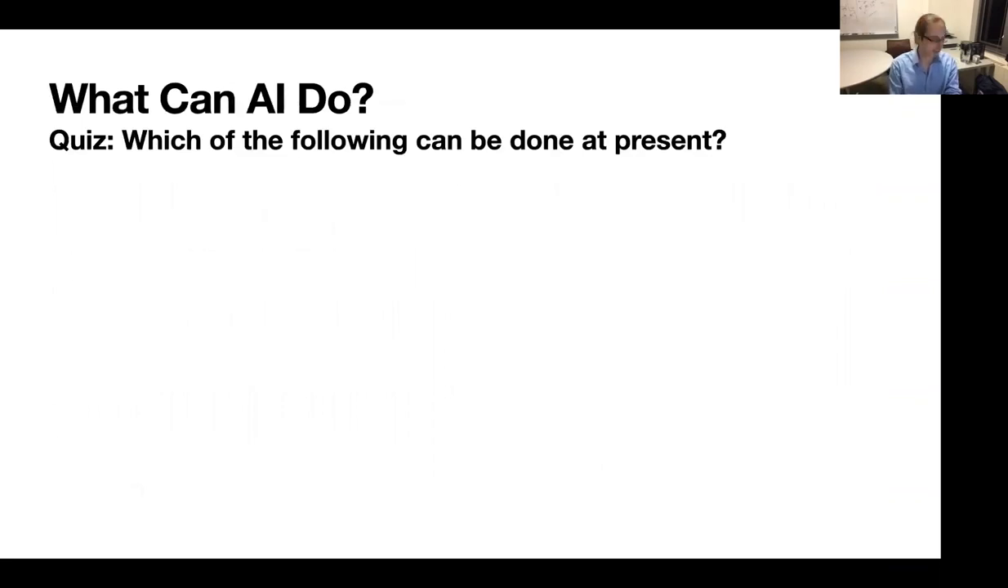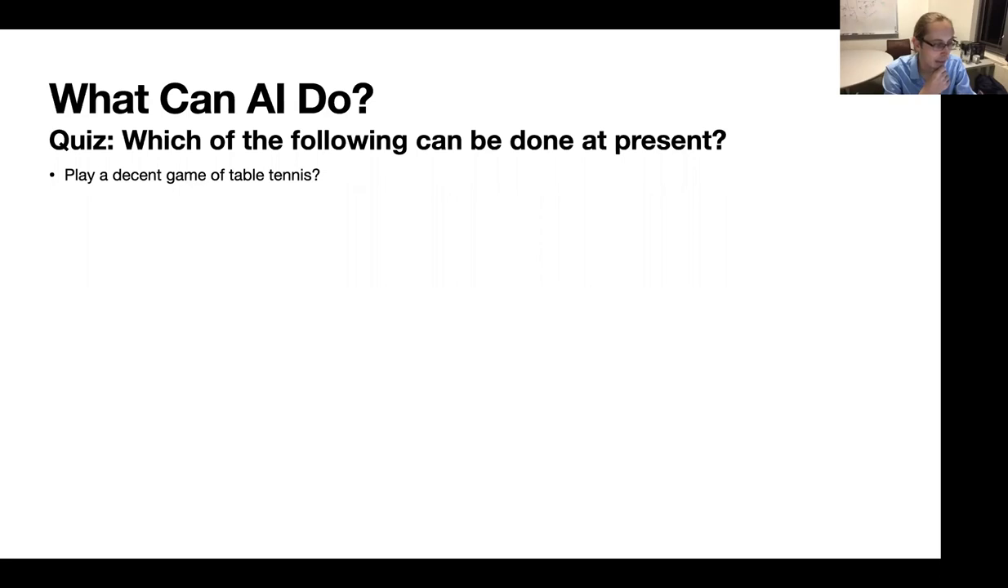Let's talk a bit about the present. What can AI do at the moment? What can AI do today in 2023? I want to hear all of you. I'll bring up my chat window on the other monitor. I want to see what your thoughts are. For example, can an AI system play a decent game of table tennis? Write in the chat, yes or no.